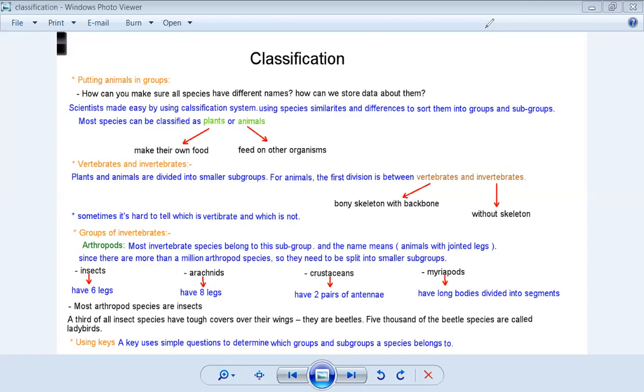We use a method called a key. It's like giving you a clue, simple information about the organism. How does it look? Does it fly? Does it have a tough cover on the back? I will give you a key and you will identify the organism. A key uses simple questions, and you answer yes or no. If it's yes, I go to the next question. So we use simple questions to determine which group or subgroup a species belongs to. Okay, I will give you an idea about this.